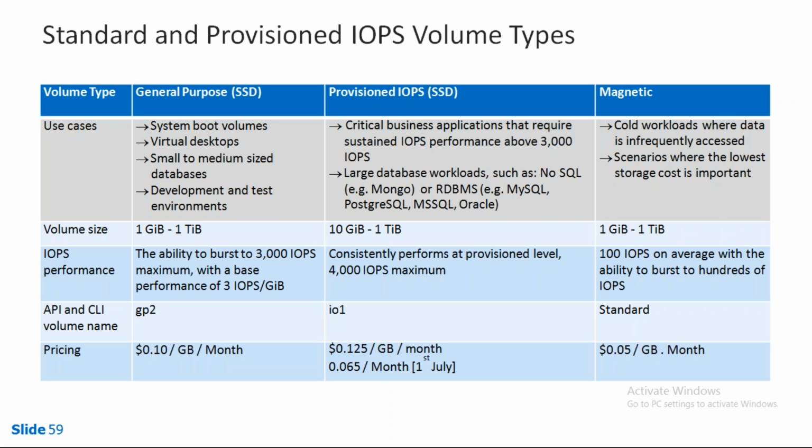So this is standard and provisioned IOPS volume types. So volume type, then general purpose, provisioned IOPS, magnetic. Use cases, just go through this slide. Volume size, IOPS performance, API or CLI volume name, pricing. So this is how. Just go through this.